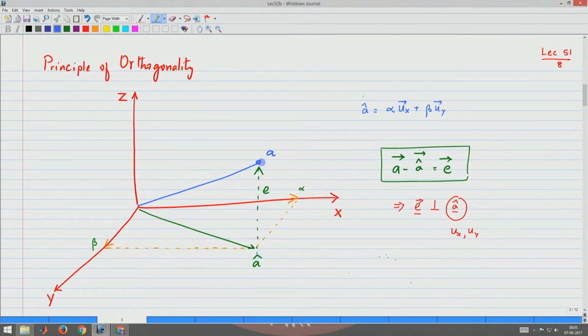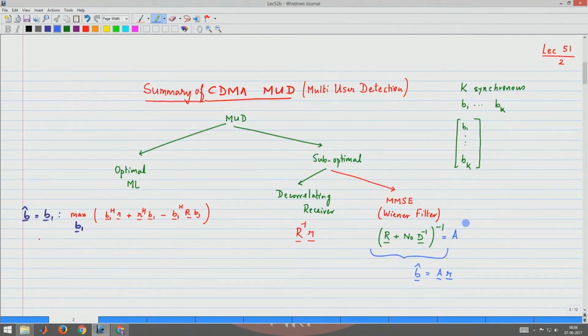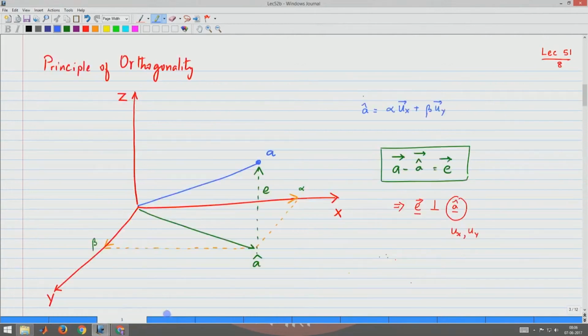So, the best approximation also happens to be the one that produces the minimum error, and geometrically we can see that the point that produces the minimum error will be perpendicular to the components that constitute A hat and to A hat as well. So, the principle of orthogonality states that the optimal solution is one in which the error becomes perpendicular to the input. That helps us simplify the objective function and also derive the expression for the MMSE receiver. So, with this we will conclude our discussion on CDMA.